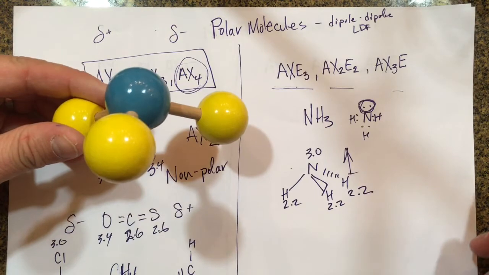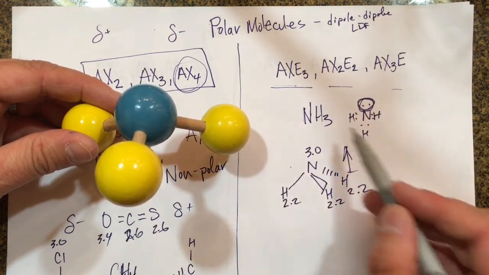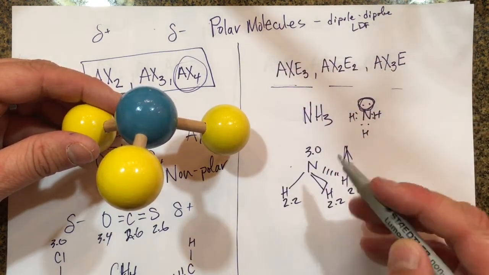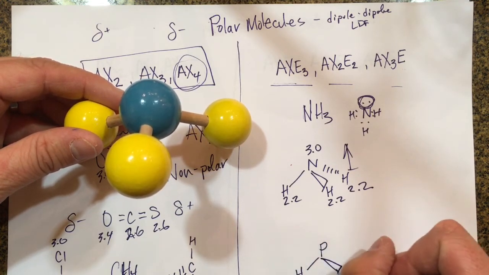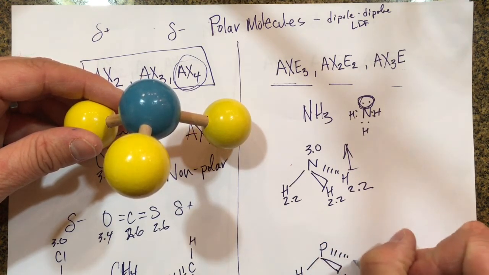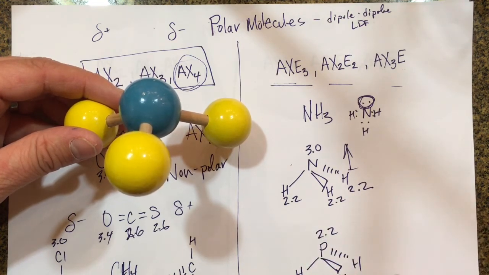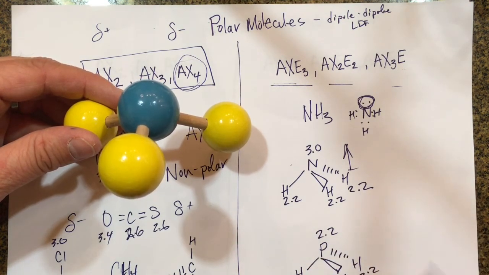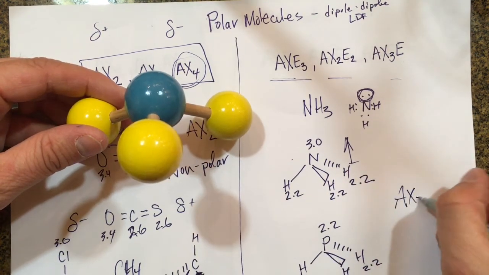The only way that you can have lone pairs on your central atom and not have it be polar, so that it becomes a nonpolar molecule, is if you have the exact same electronegativity attached all the way around. So phosphorus is 2.2, hydrogen is 2.2, and so there are no actual polar bonds. If there is no electron unevenness, this will be nonpolar, even though it's AX3E.